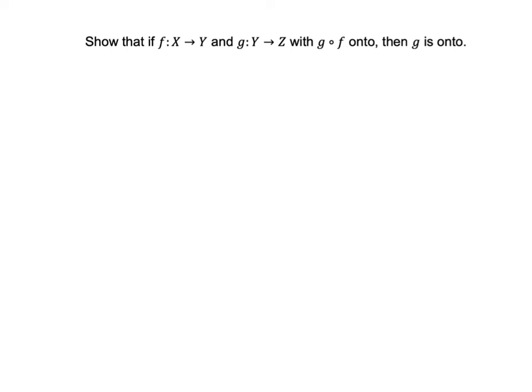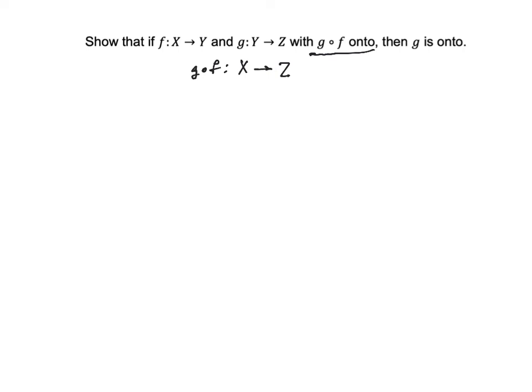Here we have another problem involving function composition, but this time, instead of looking at one-to-one functions, we're going to be looking at onto functions. So here we have a function f from X to Y and g from Y to Z, and we're going to suppose that g circle f, the composition, is onto. And we're going to want to show then that the function g must be onto. So remember that g circle f, its domain is capital X and its codomain is capital Z.